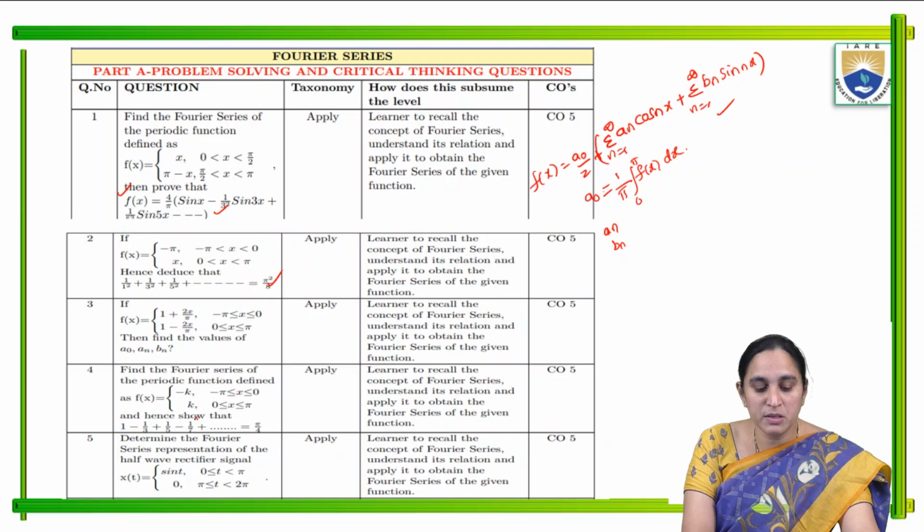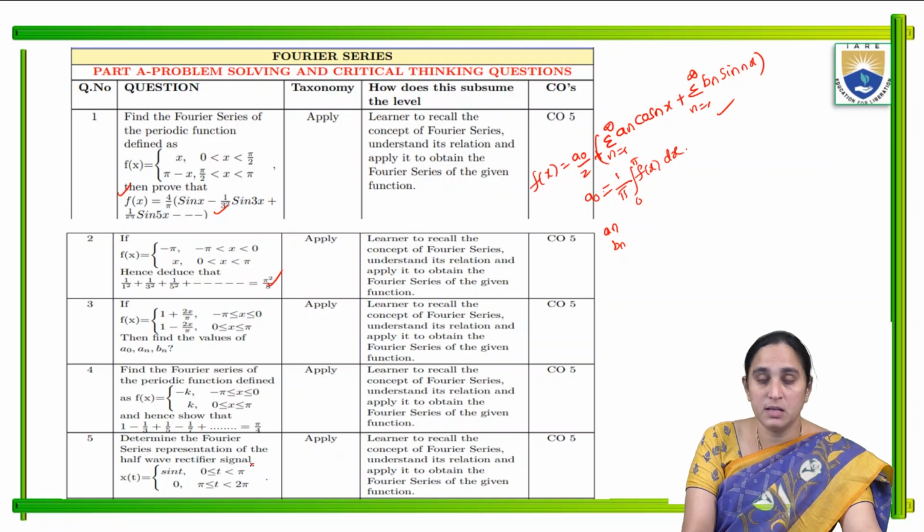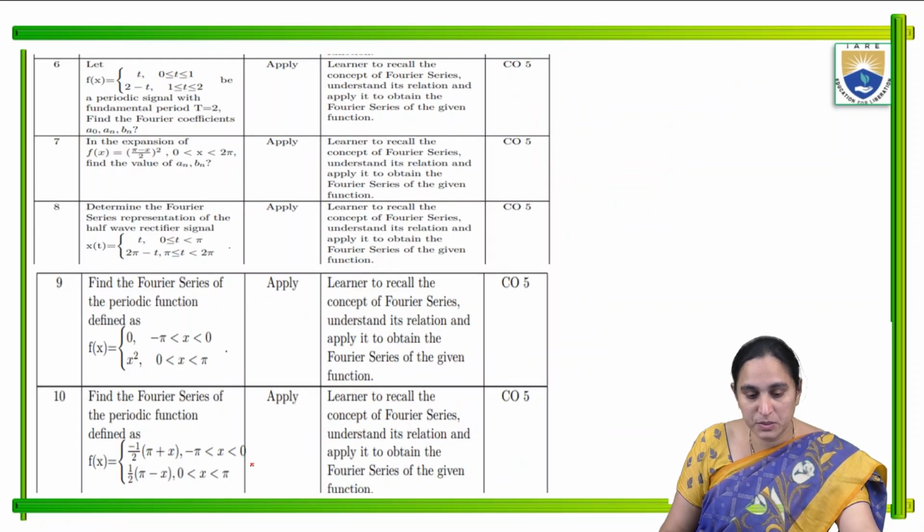Okay, after assuming the corresponding value, we get this series form. That was the fourth question. Next one: determine the Fourier series representation of the half wave rectifier signal, x of t is equal to sin t for 0 less than or equal to t less than pi, and 0 for pi less than or equal to t less than 2 pi. Okay, this is also the same as the last question, same concept.